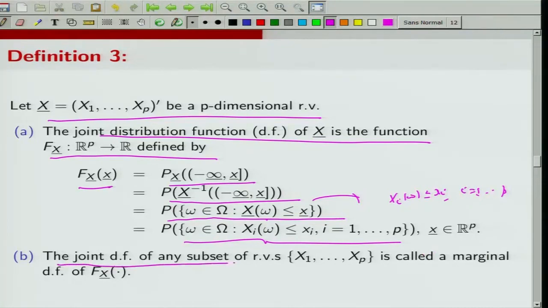The joint distribution function of any subset of the random variables X1, X2, ..., Xp is called a marginal distribution function of F_X. So, when I am talking about the joint distribution of a subset of random variables, essentially we are talking about the marginal distributions of a subset of X1, X2, ..., Xp.